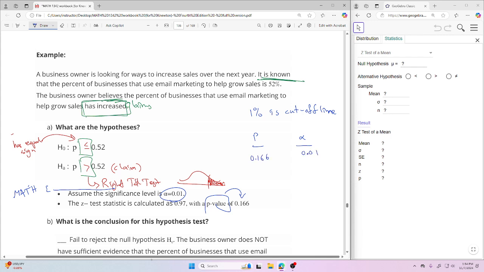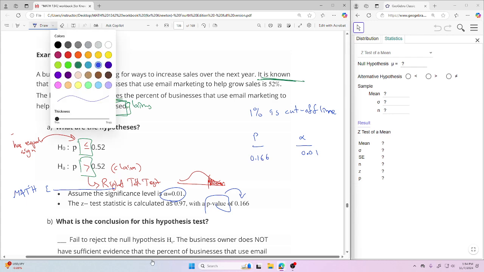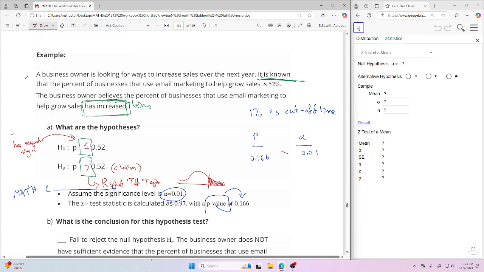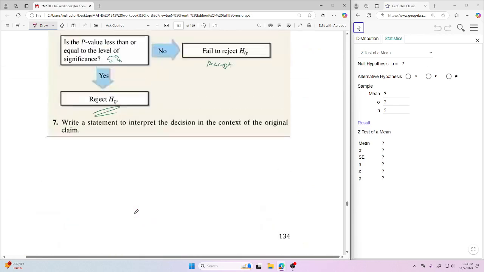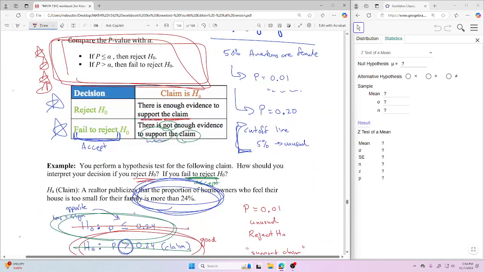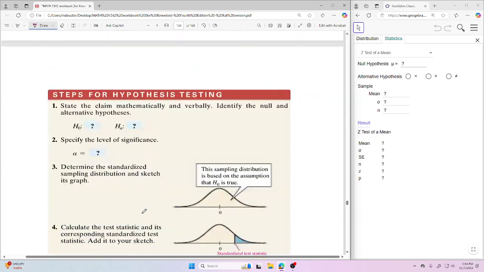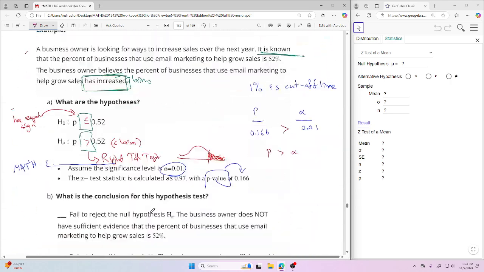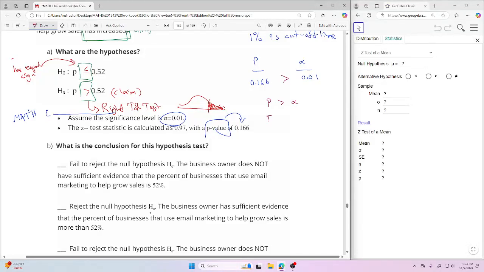Which one's bigger? P is bigger. Yep, P is bigger. So yeah, P greater than alpha. I have to go back up to that decision rule. I'm going to come right back. Here we go. Decision rule up here: P greater than alpha, fail to reject. P greater than alpha, fail to reject. I'm just going to remind you that every time. So yeah, this one right here, fail to reject.